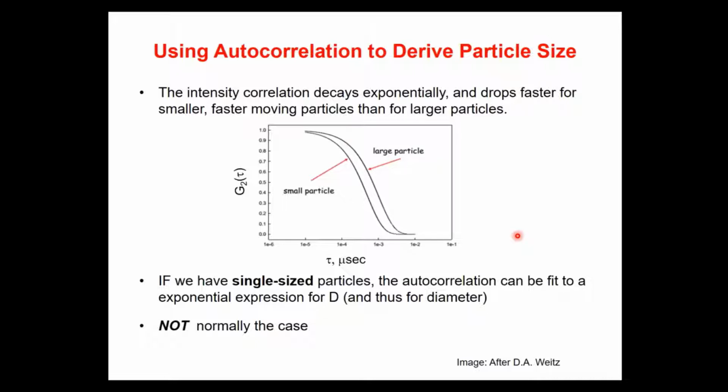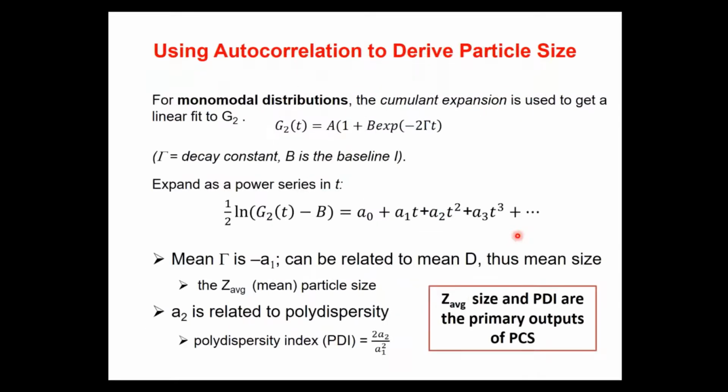Now, this, unfortunately, is not the case, that we have a completely single-sized particle, but it's the starting point for using autocorrelation to examine a real sample. So if we consider a sample where the particles are mostly monomodal and pretty monodispersed, in other words, they're not too spread out, we can form an approximation of the autocorrelation function as an exponential term with a couple of constants. This is the so-called cumulant expansion, because we're going to take this approximation, rearrange terms, and form the natural logarithm, and expand this expression in a power series in time.